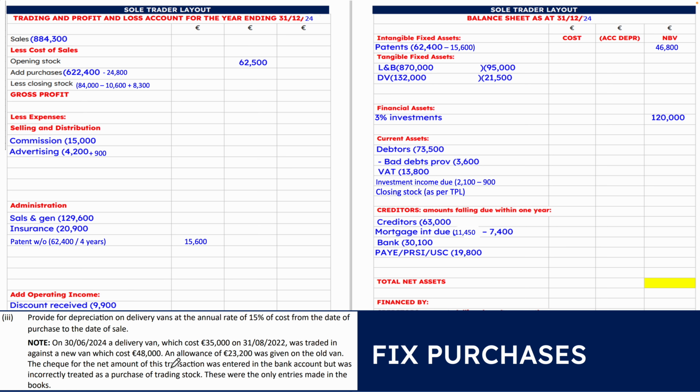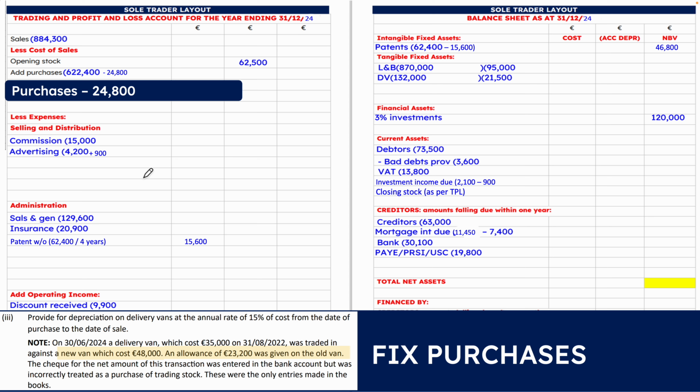So we have a new van which cost 48, but they got an allowance of 23,200 for it. Okay, so the bank transfer, or it was a check, sorry, the check was incorrectly treated as purchases. All right, so we would have debited the 24,800 and purchases is on the debit side.